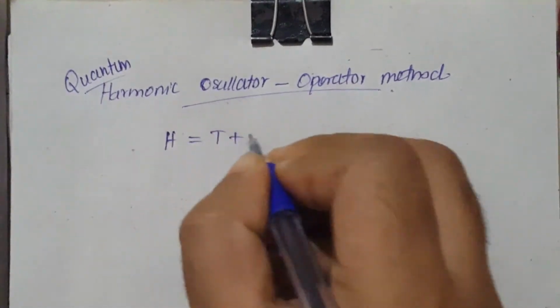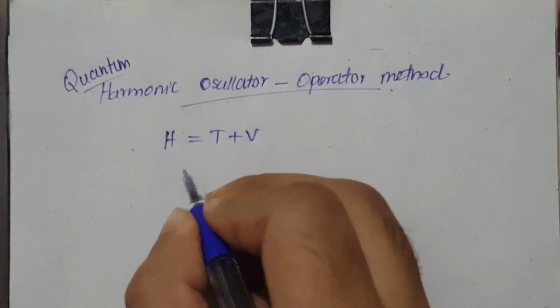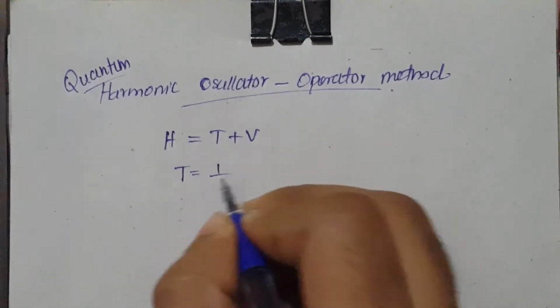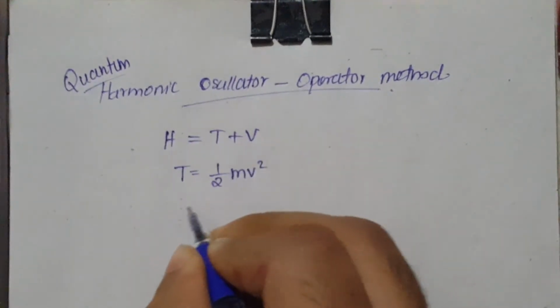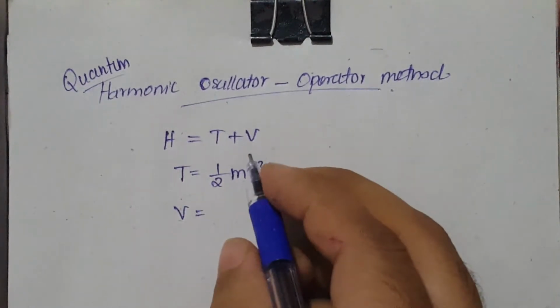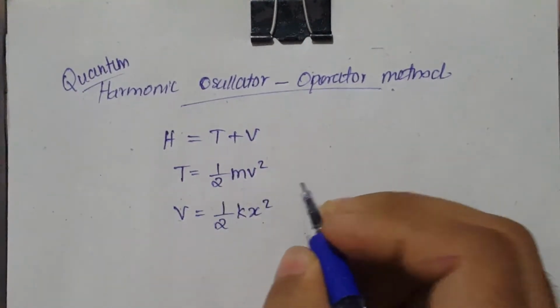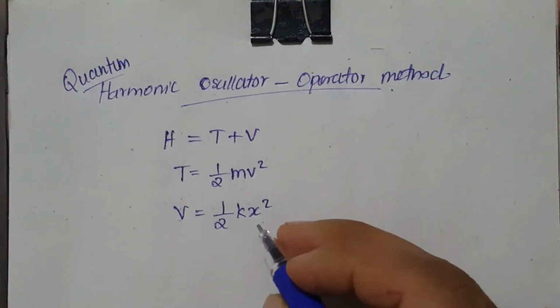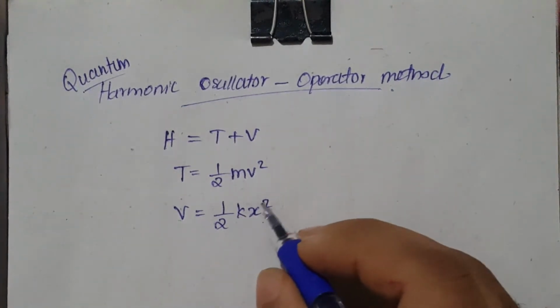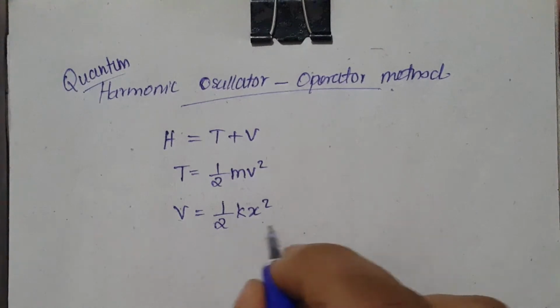H is what? T plus V, where T is kinetic energy and V is potential energy. And kinetic energy we can write as half mv square, and potential energy for the harmonic oscillator is what? Half kx square. So if you consider a spring mass system, k is the spring constant. So this is equivalent to that.